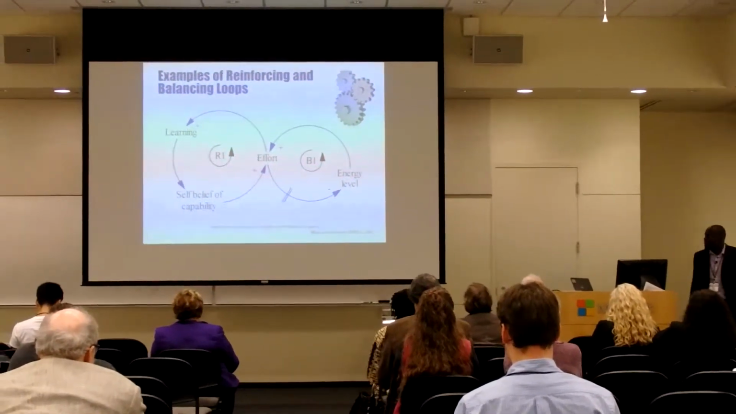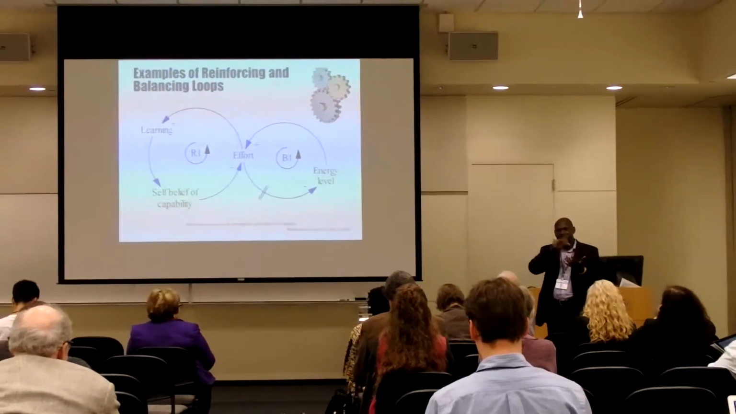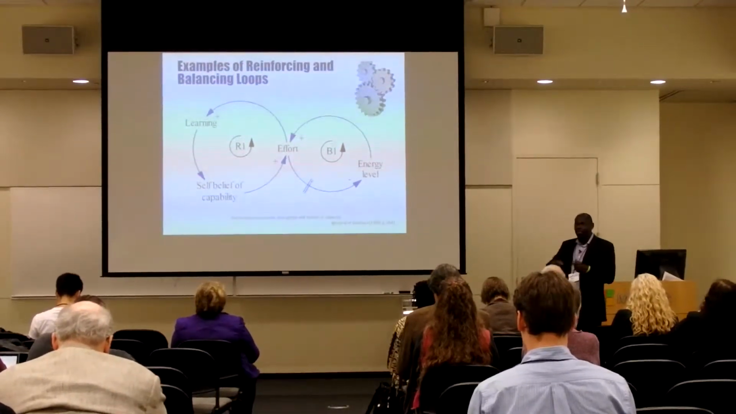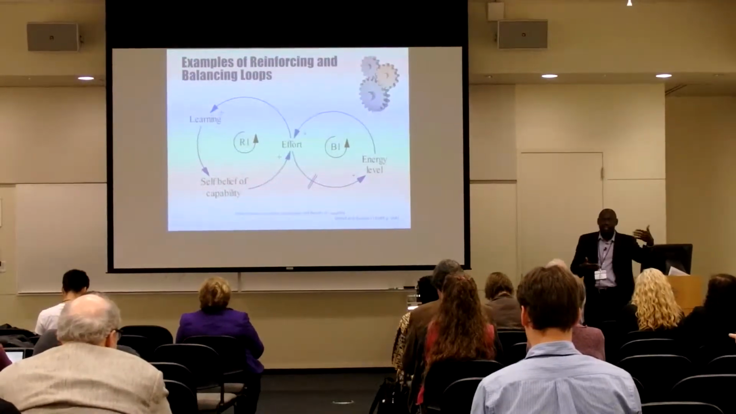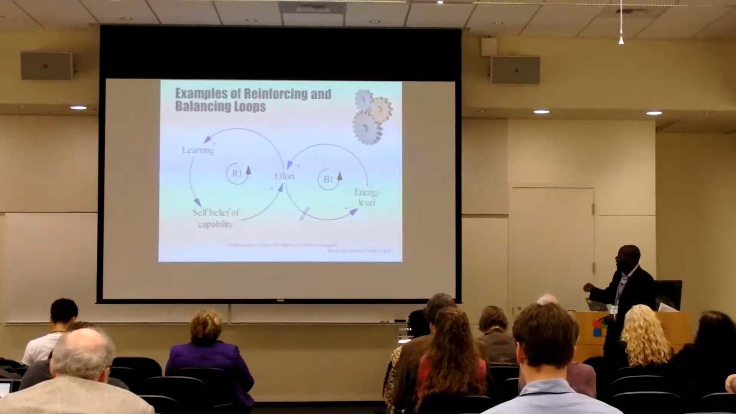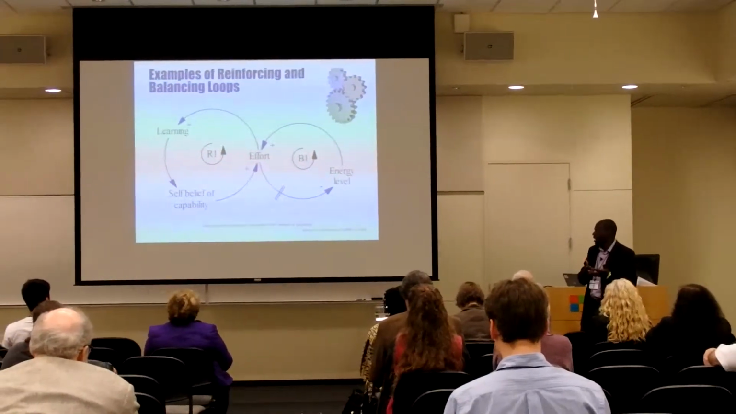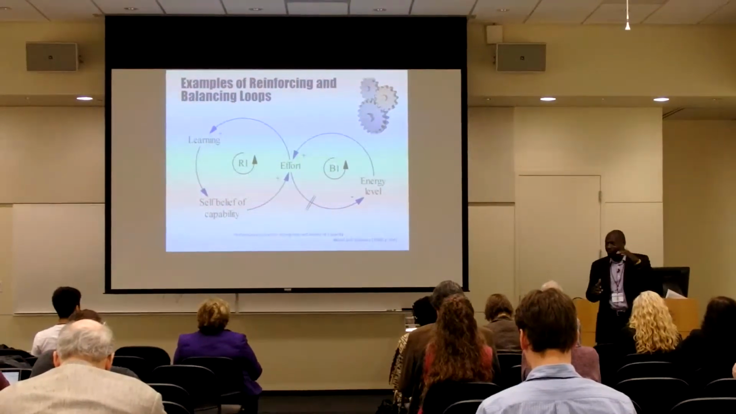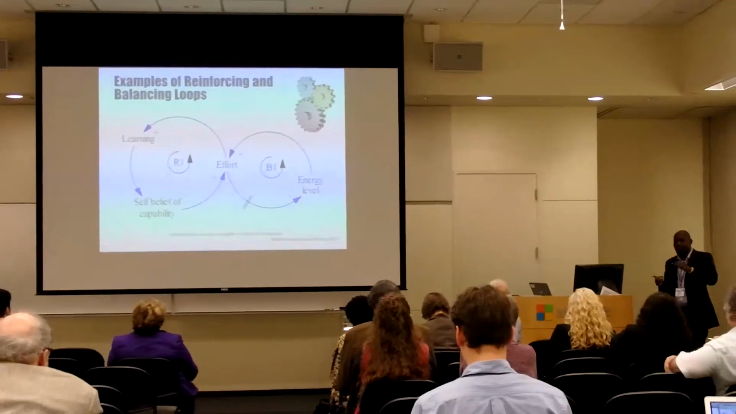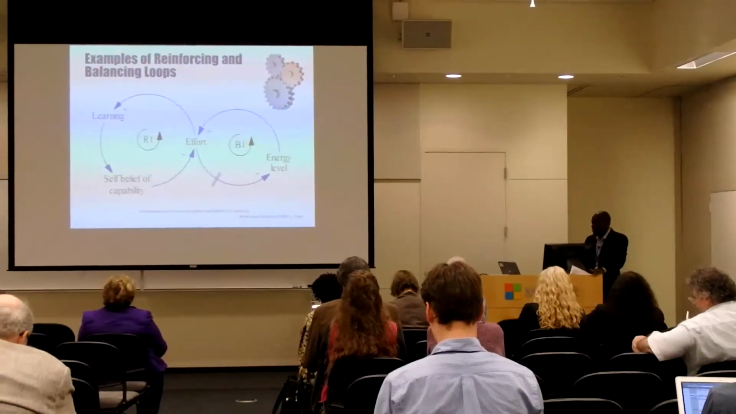Now here is an example of a reinforcing and balancing loop. A reinforcing loop is simply a vicious cycle: if students believe in their own capability, then they'll put in more effort, and as a result, they will learn. Then we also have a balancing loop, where if there are higher energy levels within the students, then they'll push in more effort to learn. However, if the efforts are low, then they'll have lower energy levels. So when there is a positive and a negative, the loop is balancing the system.